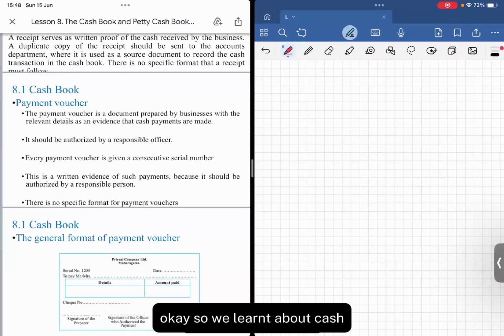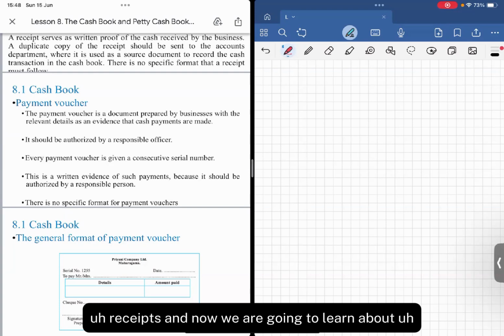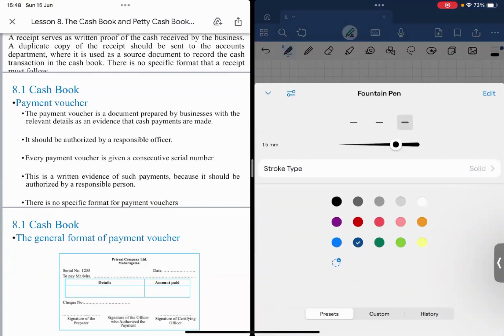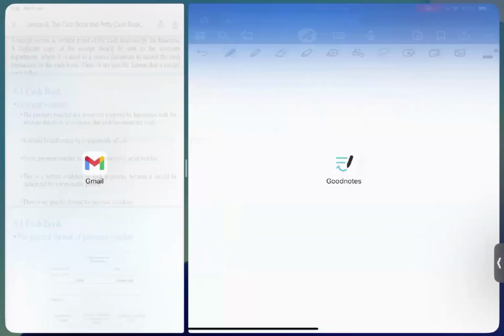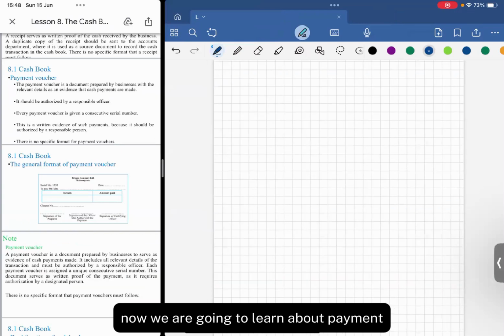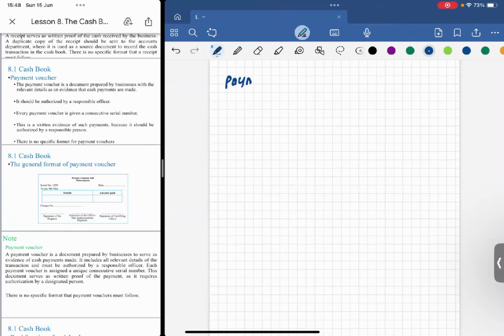So we learned about cash receipts, and now we are going to learn about payment vouchers.